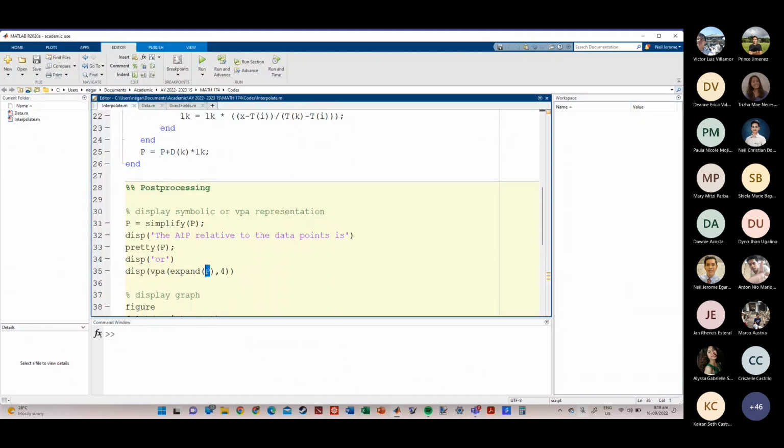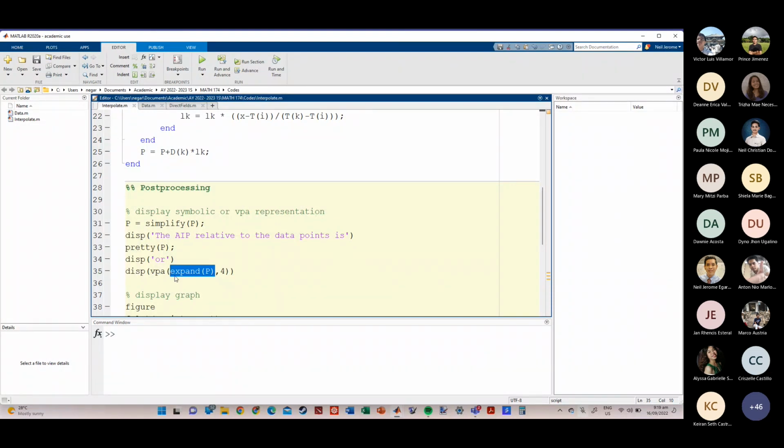So meron akong P, expand, yun yung gagawin ng expand, ko lang lahat ng multiplication. Kasi si P ay naka-Horner's form. Ibig sabihin, naka-nested multiplication form siya. Pag kinol nyo yung command na expand, i-carry out ni MATLAB lahat ng multiplication para siya ay term by term na yung itsura. Right? Tapos kaya lang, itong expand P, symbolic pa rin yan. So itatry ni MATLAB na ibigay.